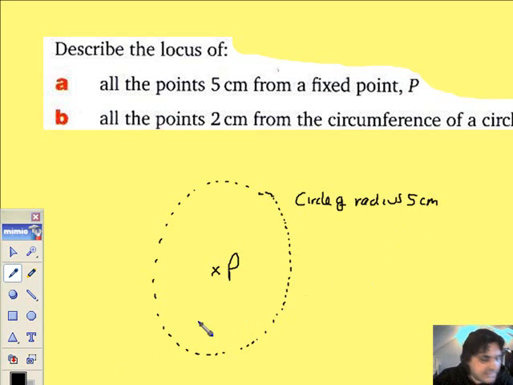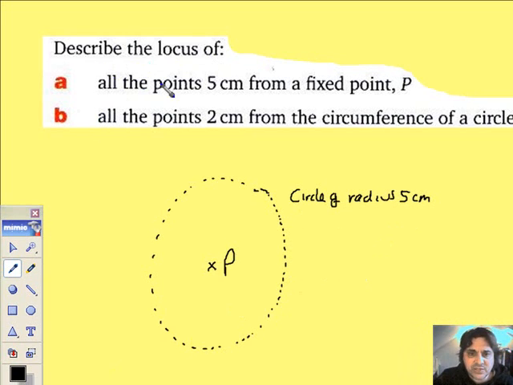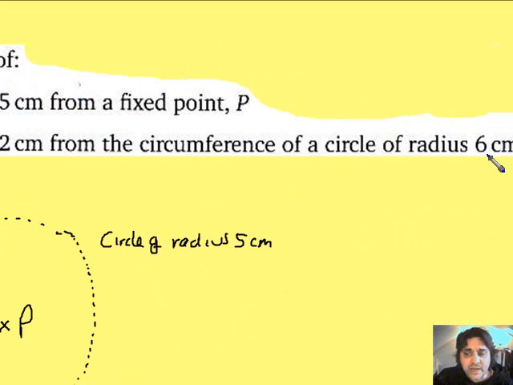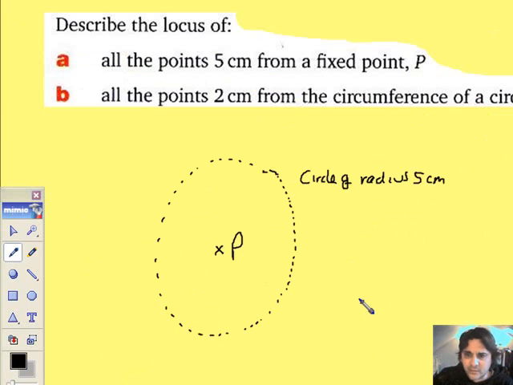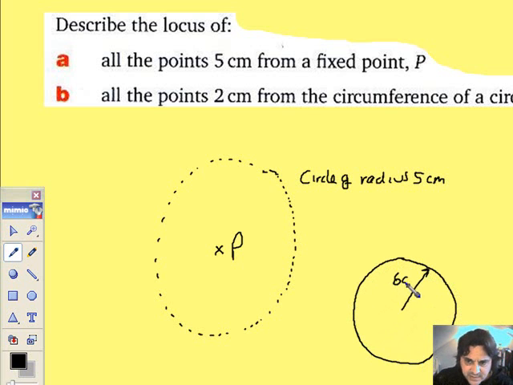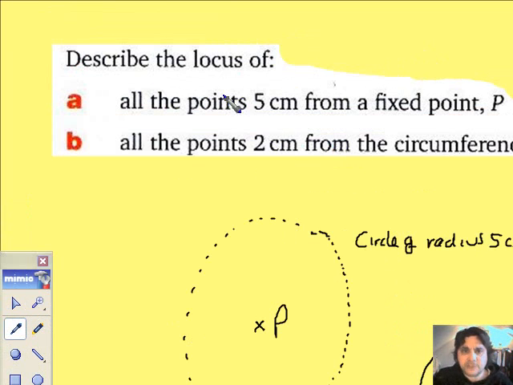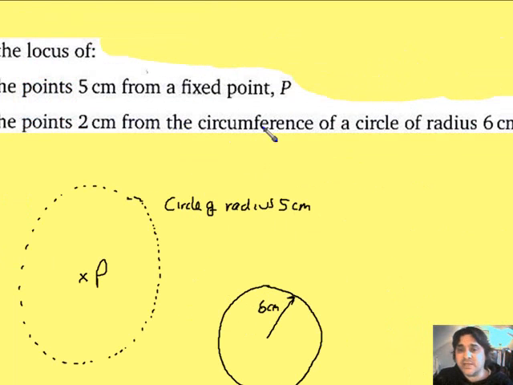Now we get into the grade C's now. B. Describe the locus of all the points which are 2 centimeters from the circumference of a circle of radius 6 centimeters. What a mouthful. First, let me draw a circle, and I'm going to pretend that has a radius of 6 centimeters. So that is 6 centimeters, okay? I've got to describe all the points which are 2 centimeters. Sorry, the locus of all the points which are 2 centimeters from the circumference of a circle that has a radius of 6.